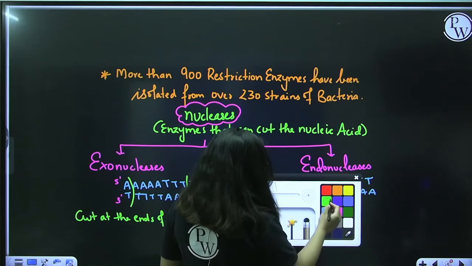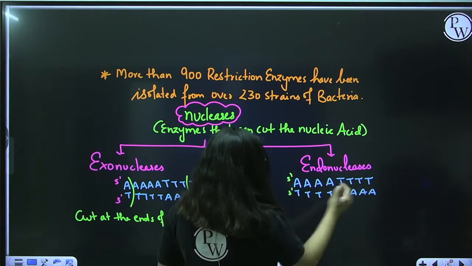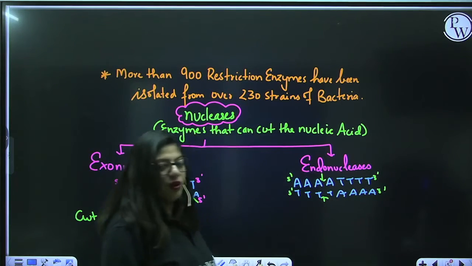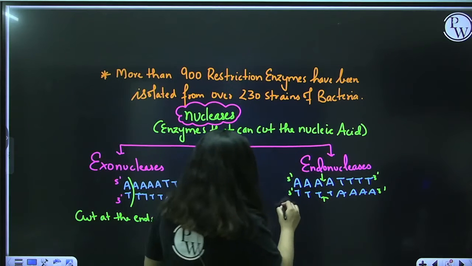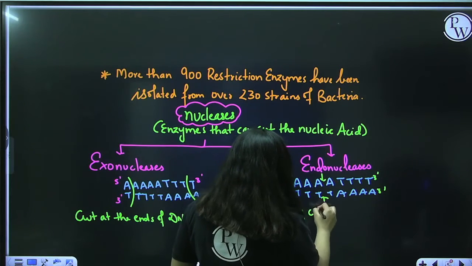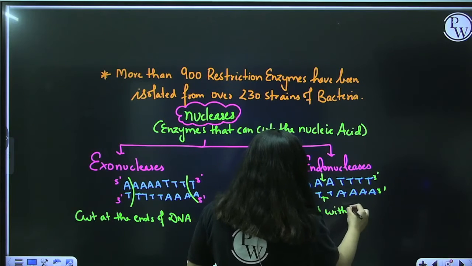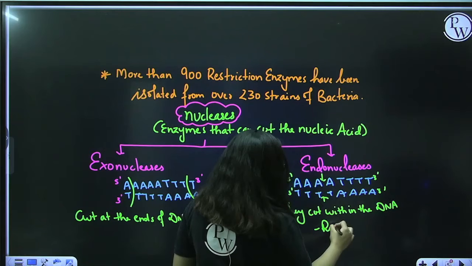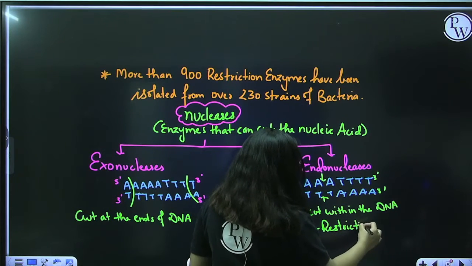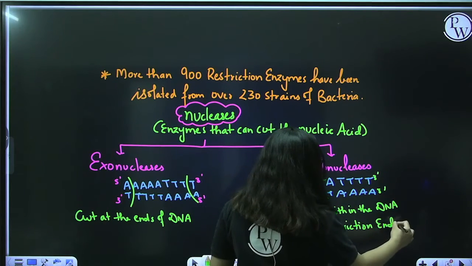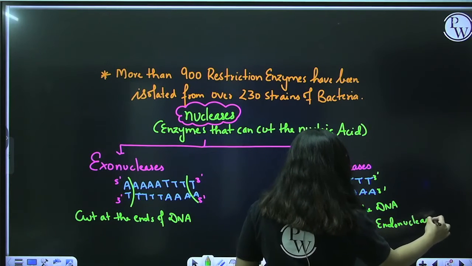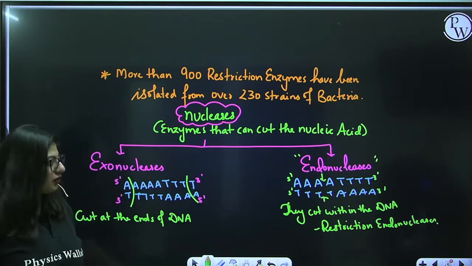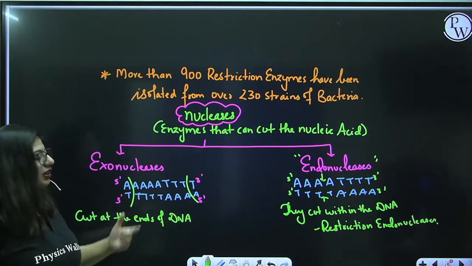Okay, and then we have here the 5' and 3' ends. They will always cut within the DNA. To this belongs restriction endonucleases. Restriction endonucleases belong to a class of nucleases known as endonucleases. I hope this is pretty clear. They will always cut within the DNA. They will never cut at the ends.